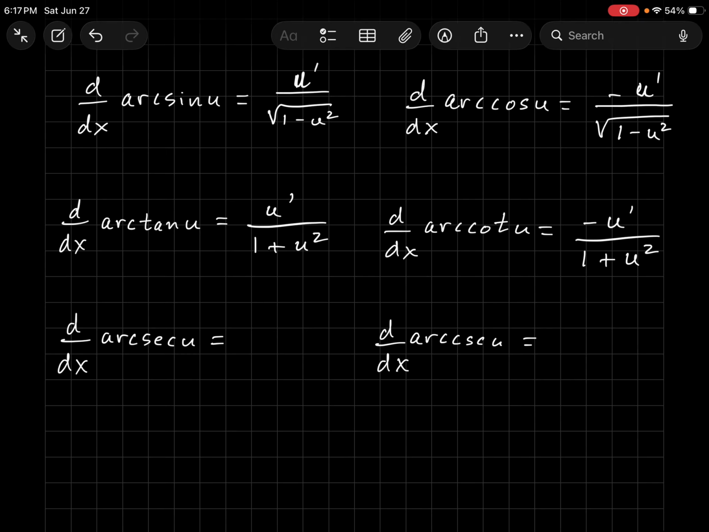And then the derivative of the arc secant of u is u prime, remember that's the chain out of the u, over u times the square root of u squared minus 1. And the derivative of the arc cosecant of u is negative u prime over u times the square root of u squared minus 1.